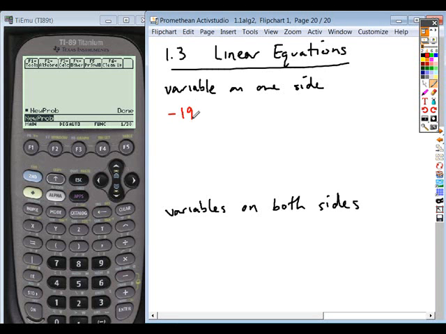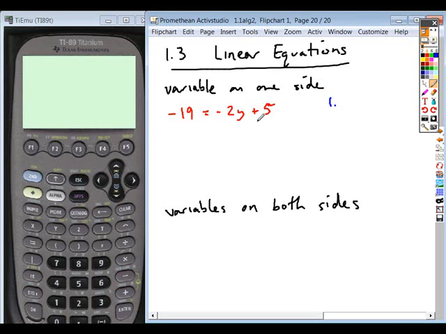Okay, so if I gave you an equation like this, what would be the process for solving this? What's the first thing that you'd need to do? Good. So the first step would be to isolate your variable term. The easiest way to isolate it in this particular case is just to move all the constants to one side. So you still have the negative 2y on the right. On the left, you get a negative 24.